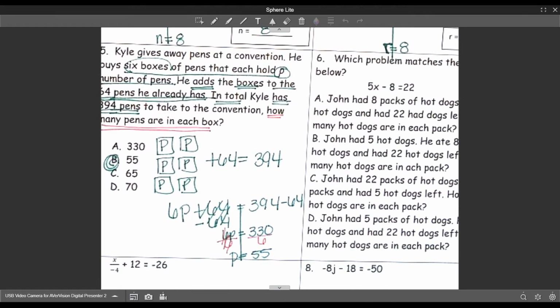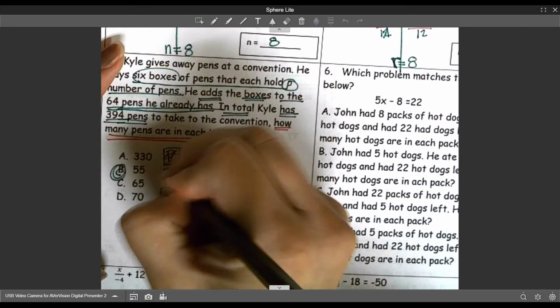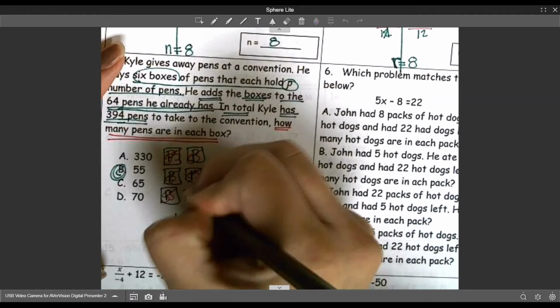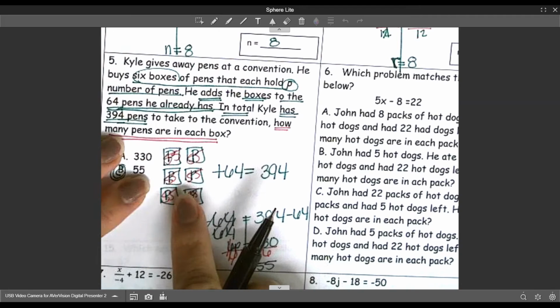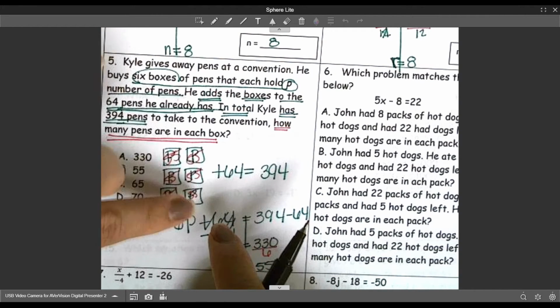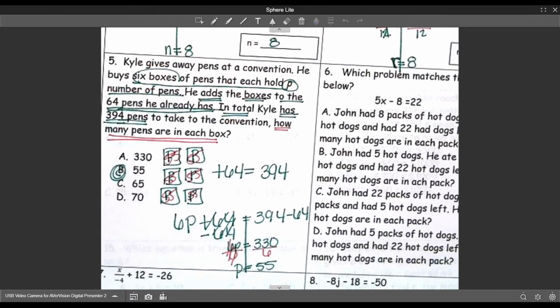Letter B. Okay? If you were to actually write it down, if you were to say, well, there's 55 pens here, 55, 55, 55, 55, 55. If you would say 55 plus 55 plus 55 plus 55 plus 55 plus 55 plus 64, you would get your 394 pens because each box represents 55 pens.